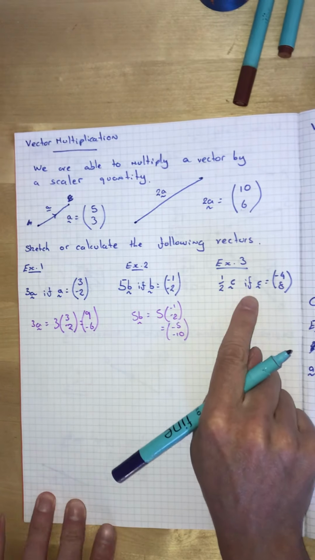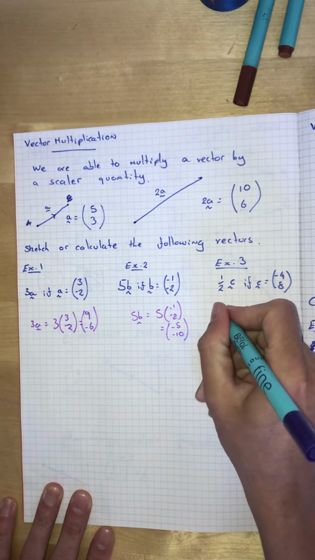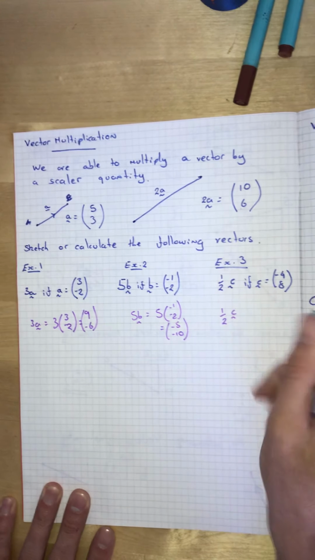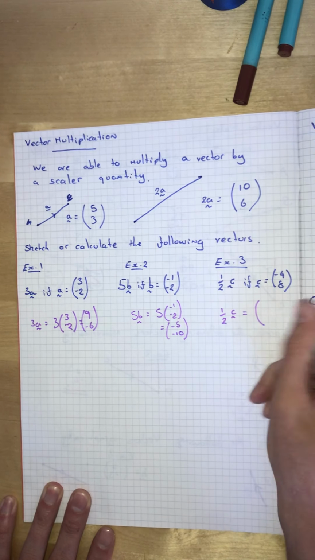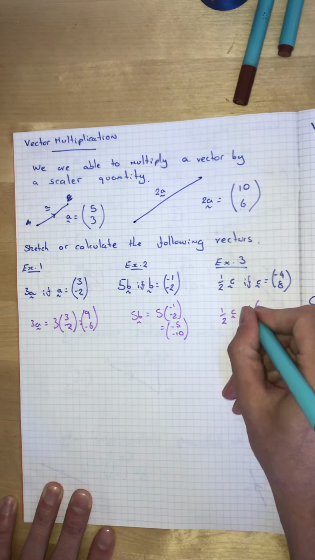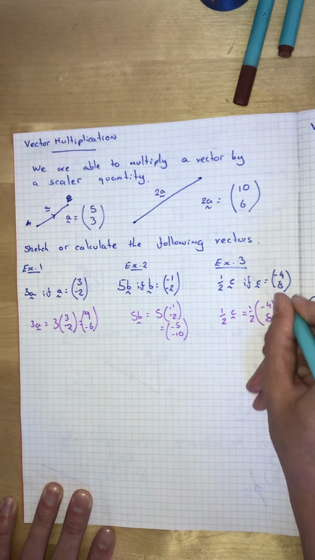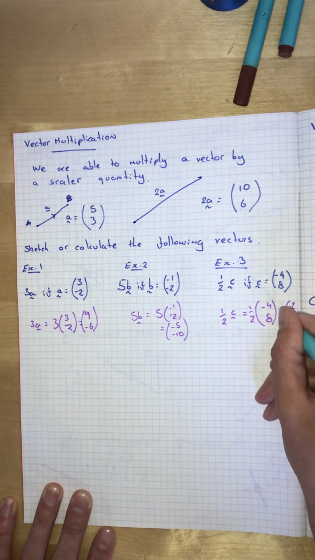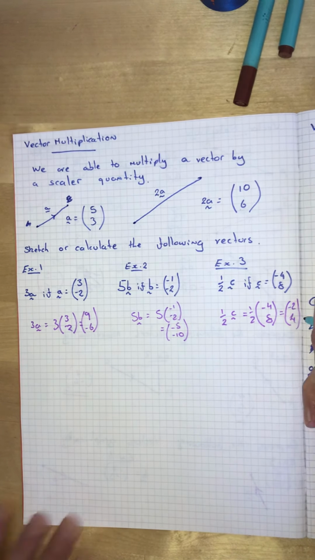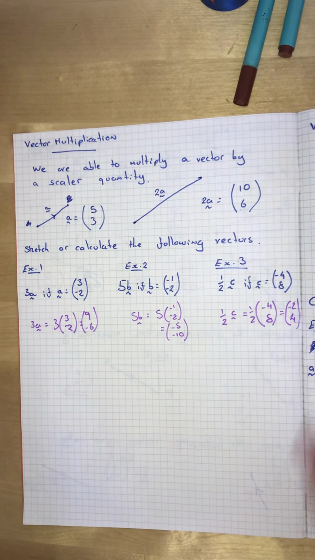Lastly, a half c, if c is negative 4, 8. So if we're multiplying by a half, we're just dividing by 2. So we can do a half of negative 4, 8 will equal, what's half of negative 4? It's negative 2, and what's half of 8? It's 4.